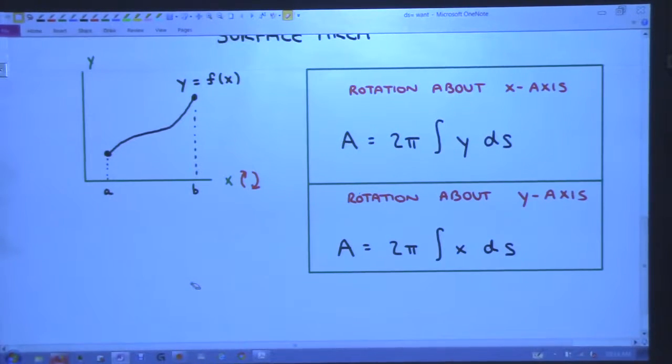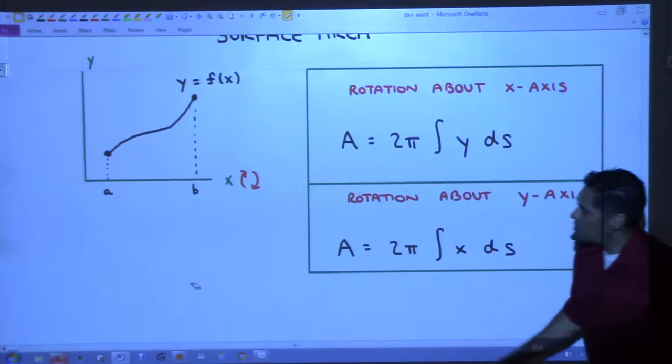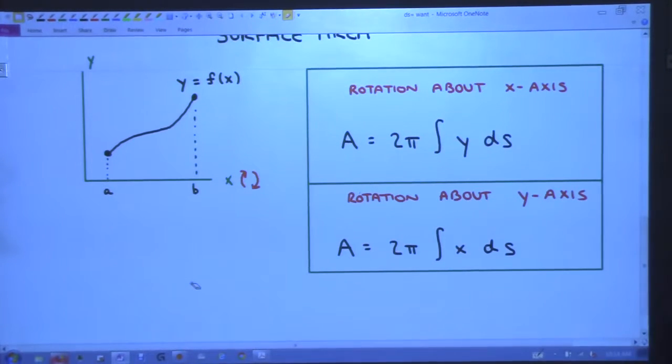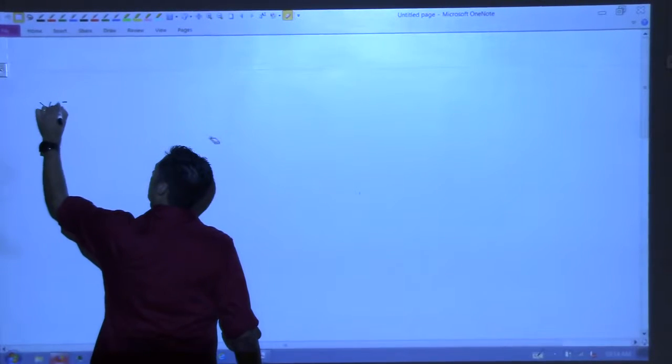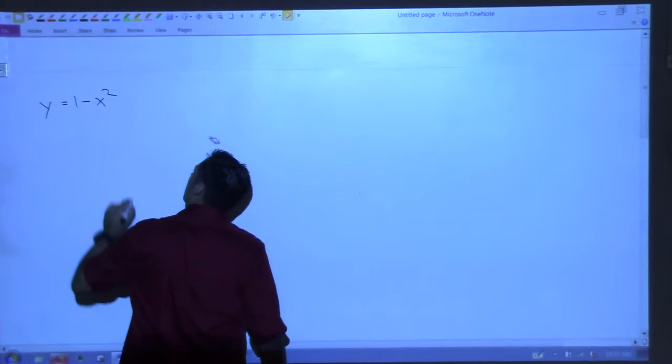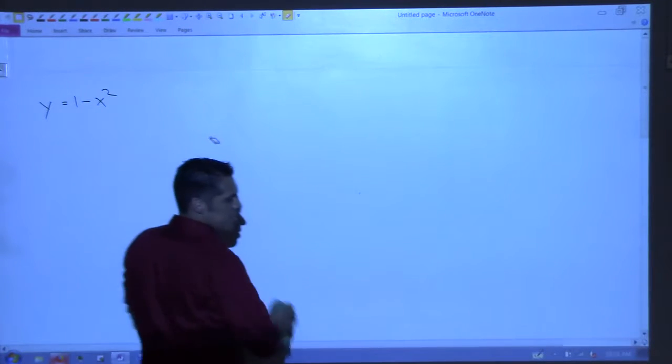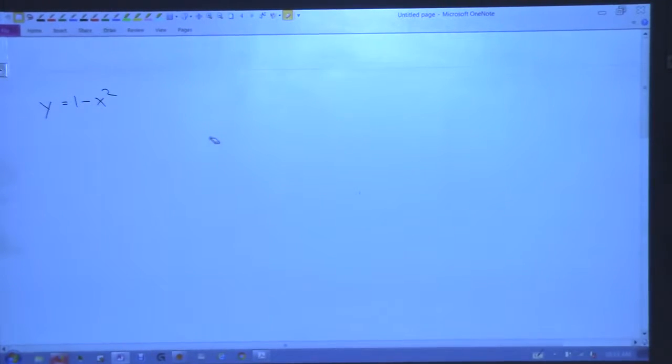All right, so this one, y equals 1 minus x squared. And you know what? Just to illustrate what I'm talking about here, I'm going to do this one this way. Let's see.